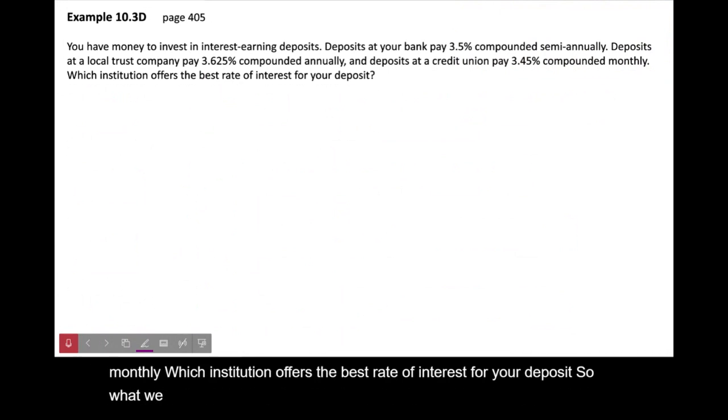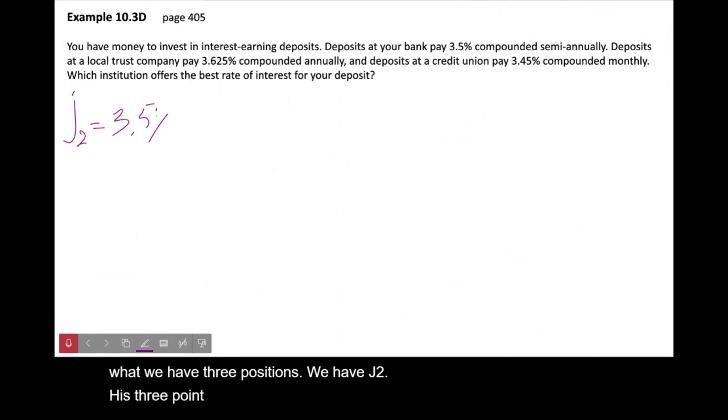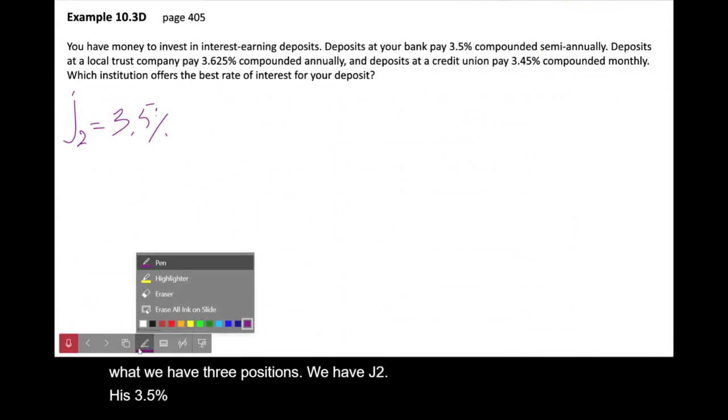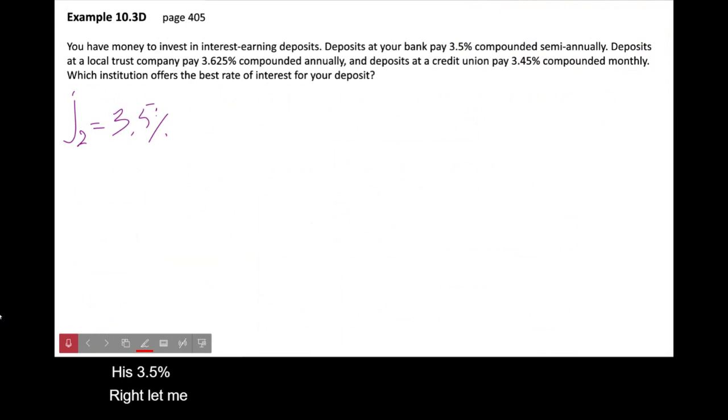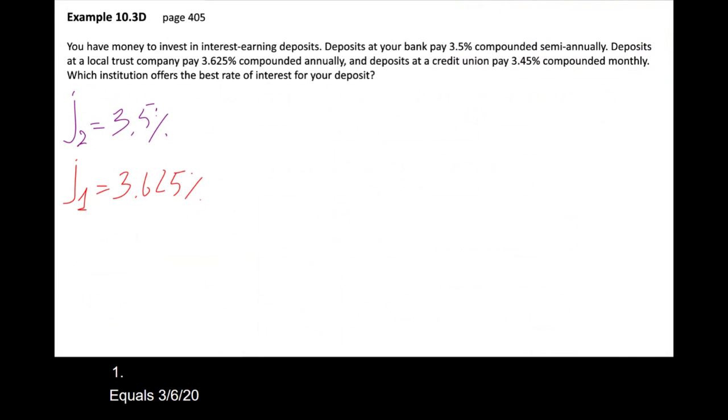So what do we have? There are three positions. We have J2 is 3.5%, right? Let me change color. We have J1 equals 3.625%, and we have J12. It is 3.45%.